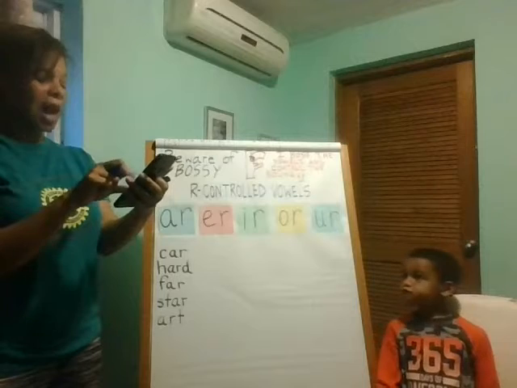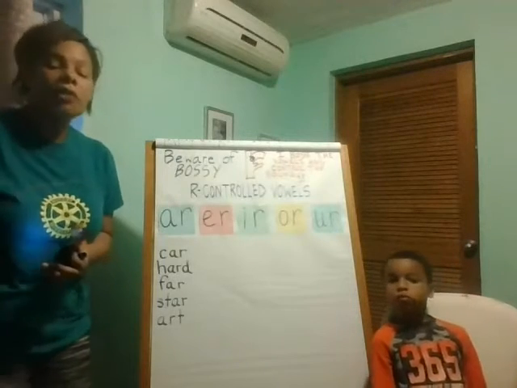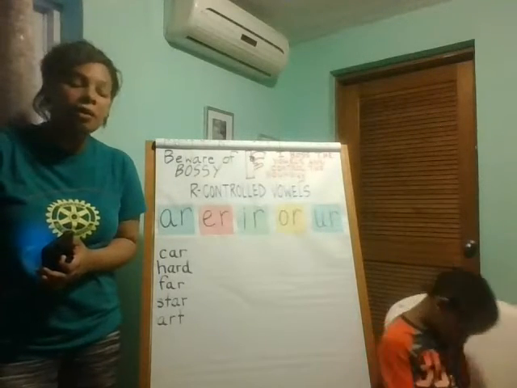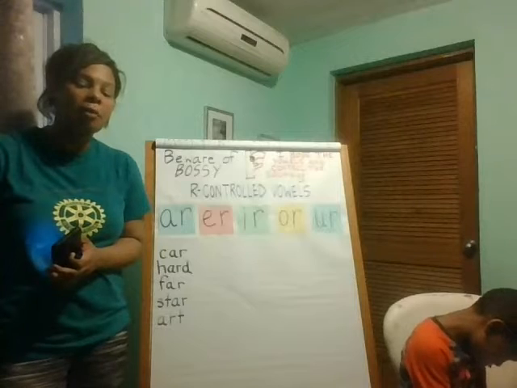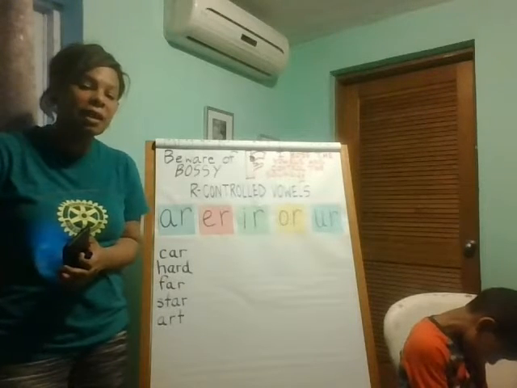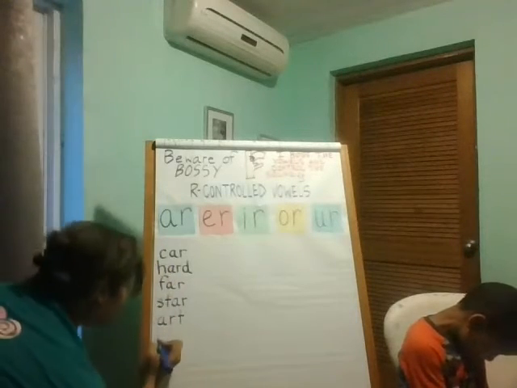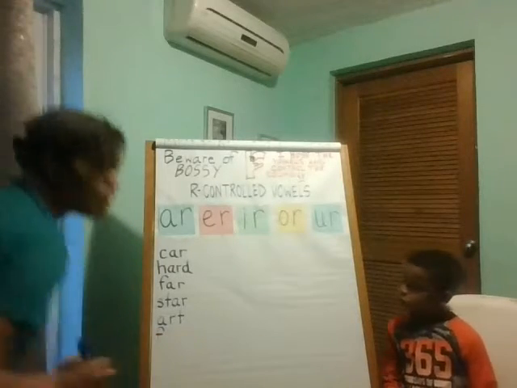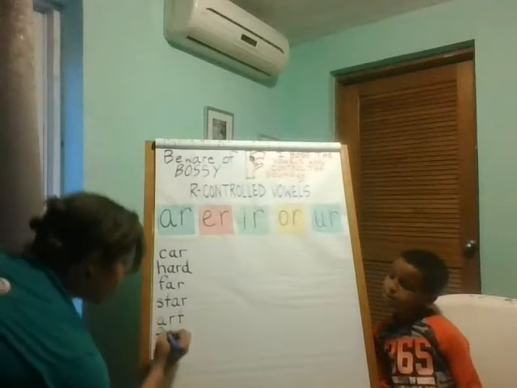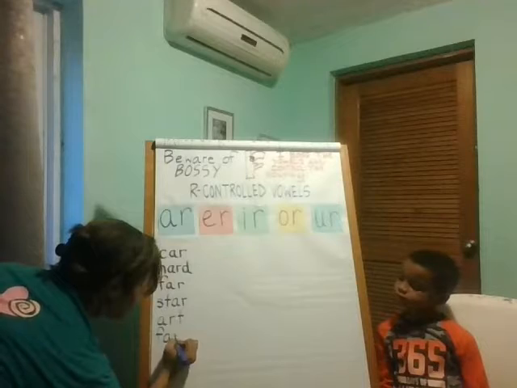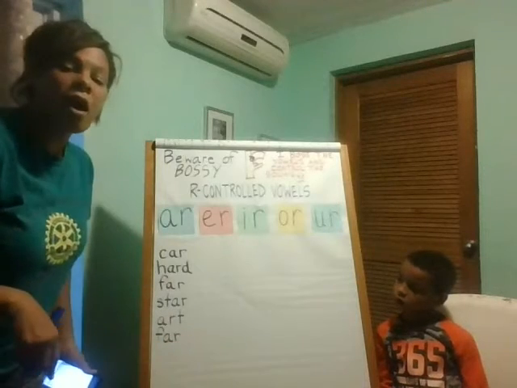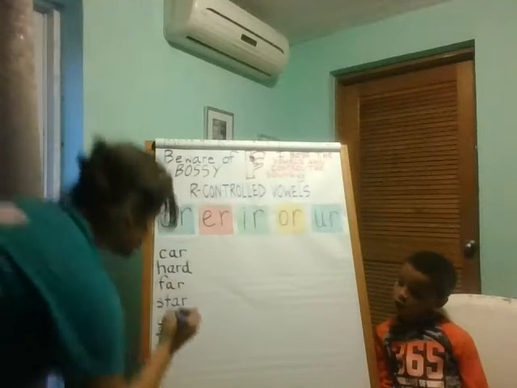Okay, Lance, wait until I ask you for help, okay? The next word is farm. So think about what comes first. Farm. What letter makes that sound? F. Arm. A-R. And then think about what you hear at the end. Farm. M.